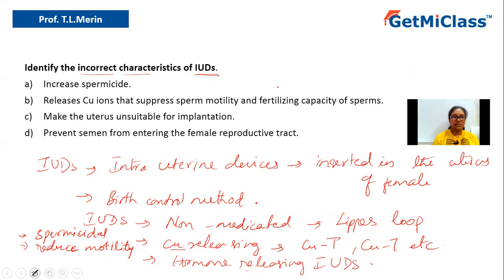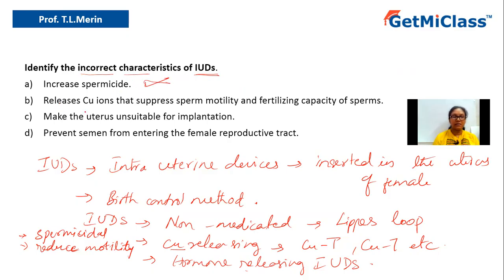So let us see. It says identify the incorrect characteristic of IUDs. Option A is increase spermicide. Yes, some of these like copper releasing, it will increase the spermicide. That is, it may kill the sperm. So this is a correct statement, but it is not our answer. We are looking for the incorrect characteristic.